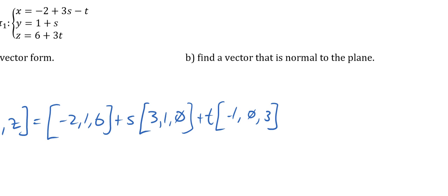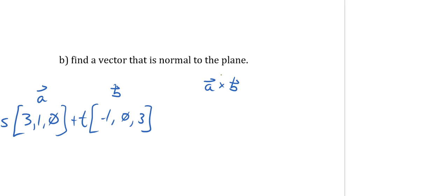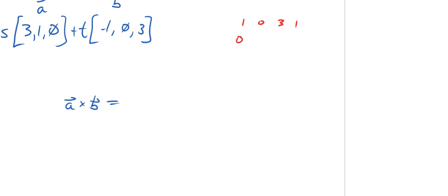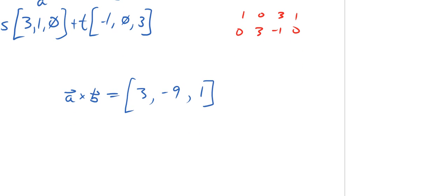Find a vector that's normal to the plane. We did this already, but what do I do? Use the direction vectors as A and B, and do A cross B. Find a vector that is normal to the plane, so A cross B. Doesn't really look like I can reduce that one, so I'll just say the normal is that.